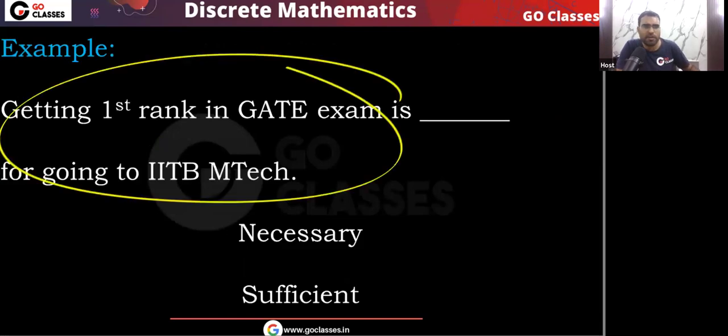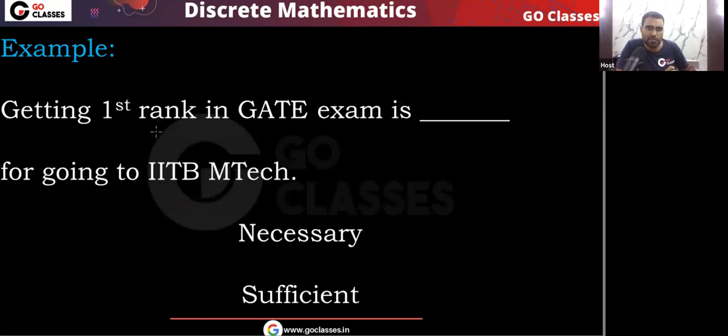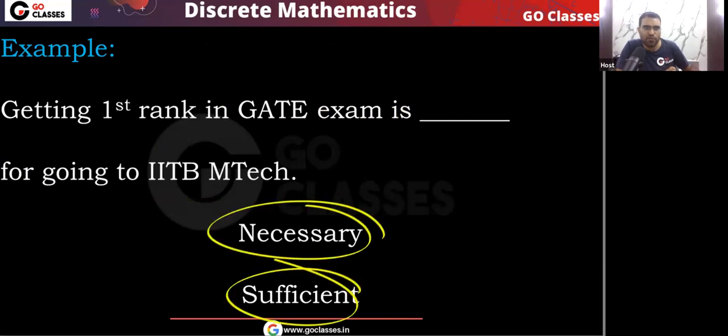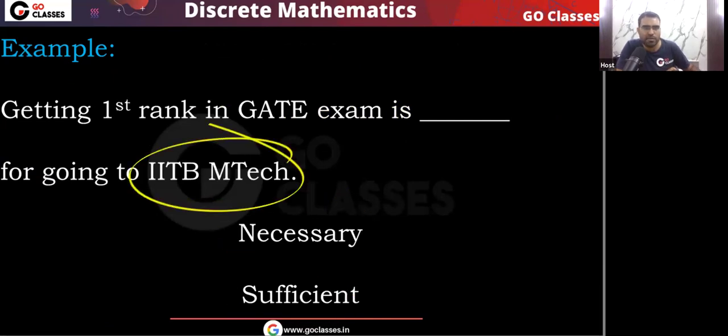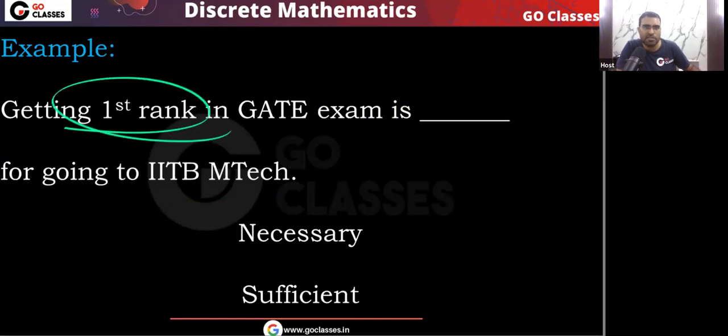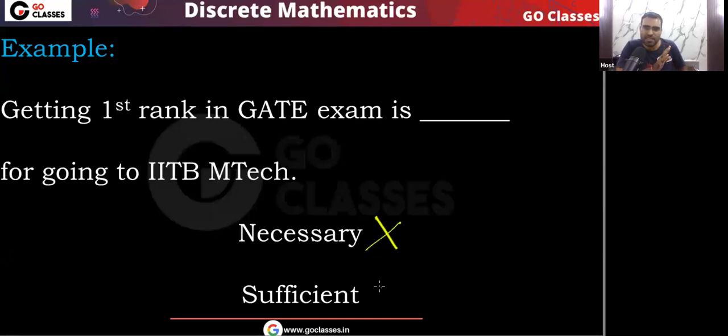Now let's see this example. Getting first rank in the GATE exam. Can I say that is necessary or sufficient for IIT Bombay MTech? Tell me. Is it necessary or is it sufficient? Can I say first rank is necessary to get IIT Bombay MTech? No, that is not necessary, but that is sufficient. You can get IIT Bombay MTech with second rank also, third rank also.